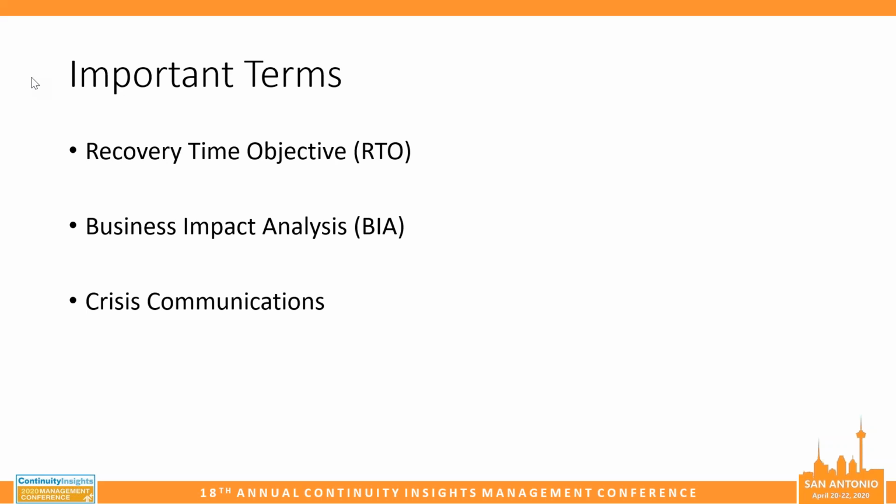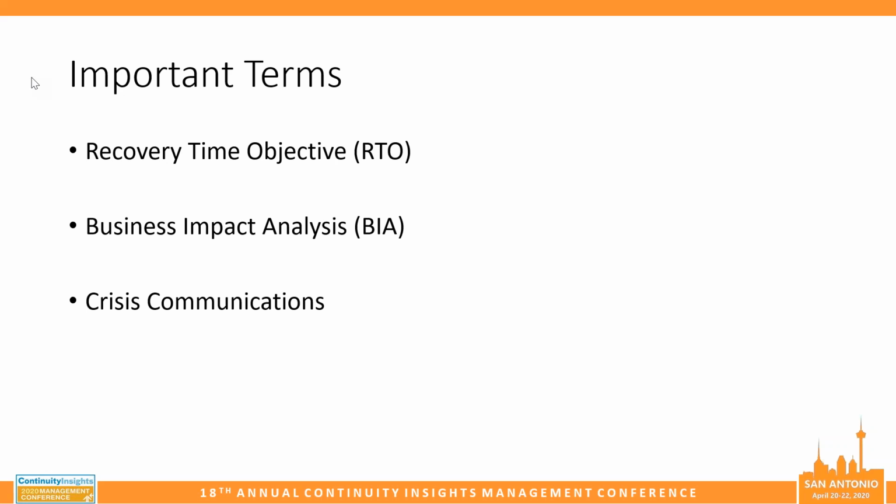Again, these are based on time frames, financial impact, and loss. I want to just make sure you know these are items you should look for in your business continuity plan, and you should also talk to the process owners about these items.